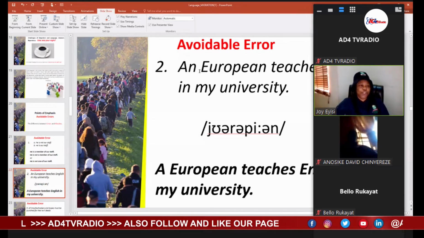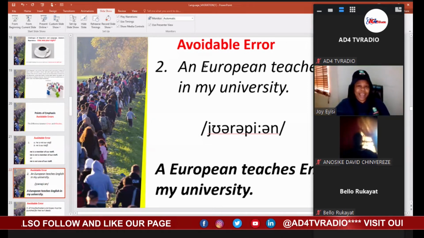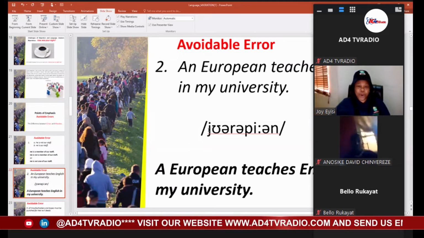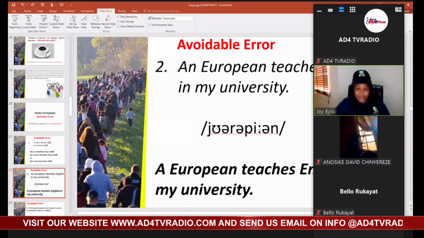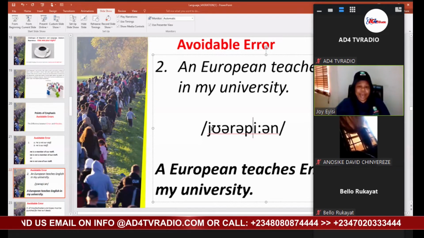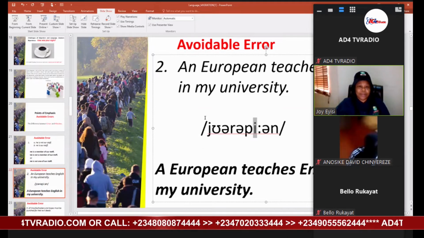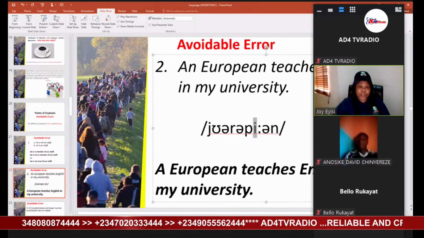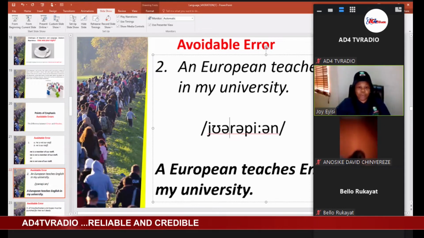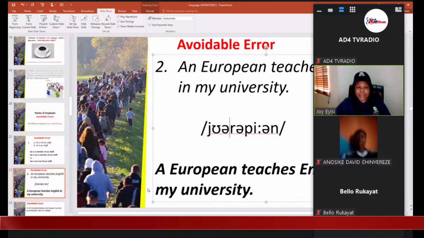An orange, an apple. Here, the word is European. This is the problem with European. The first sound is a consonant, so it should be preceded by the A version of the indefinite article, so that the right thing to say would be, a European teaches English in my university.